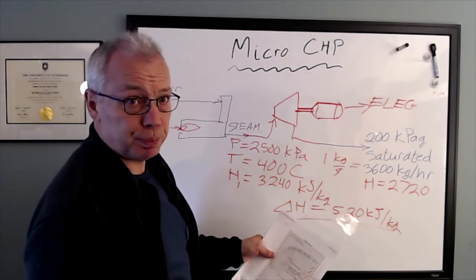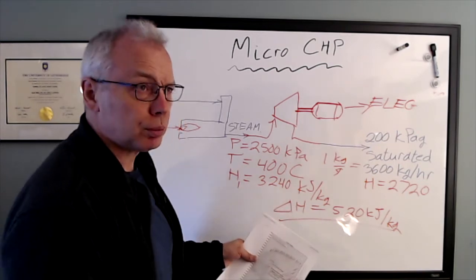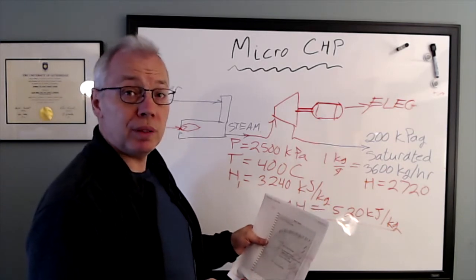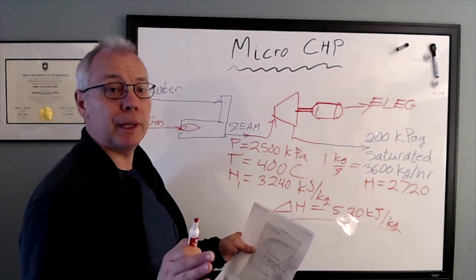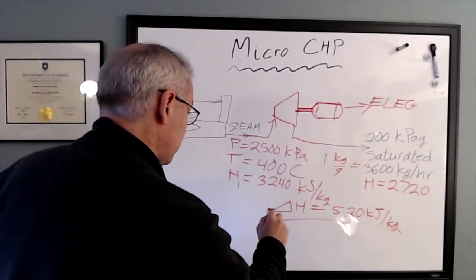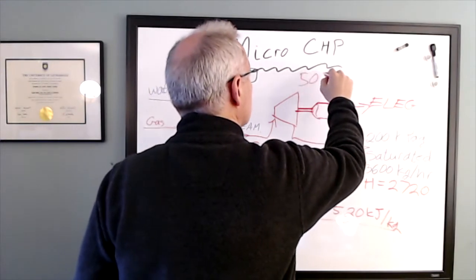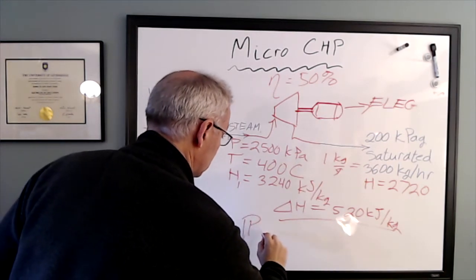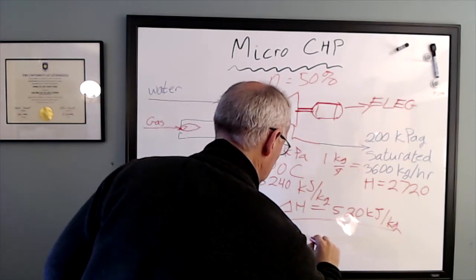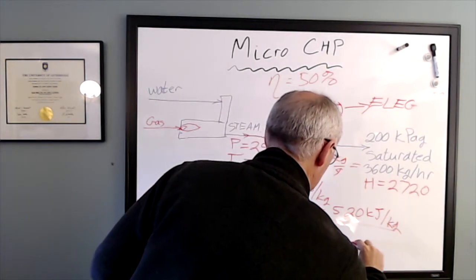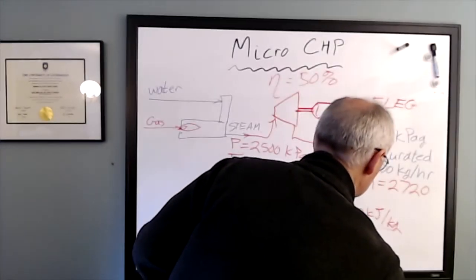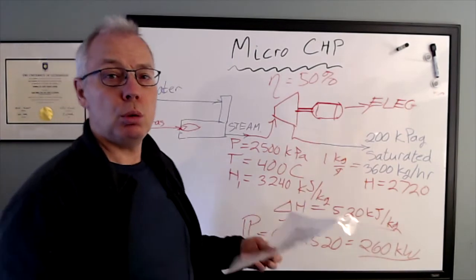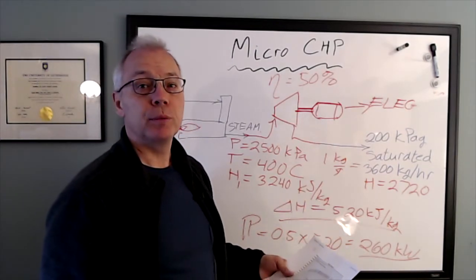But the world isn't perfect, so we're not going to make 520 kilowatts. But for a turbine of this size, we might be able to get away with 50% efficiency. So let's suppose our turbine is 50% efficient. That means our power is 260. So we're going to make 260 kilowatts of power. And that's actually quite a bit.